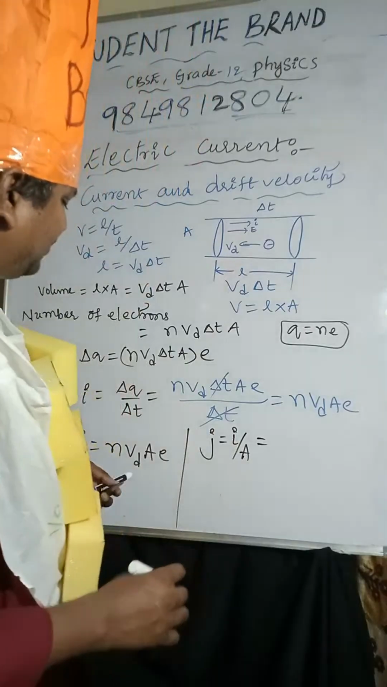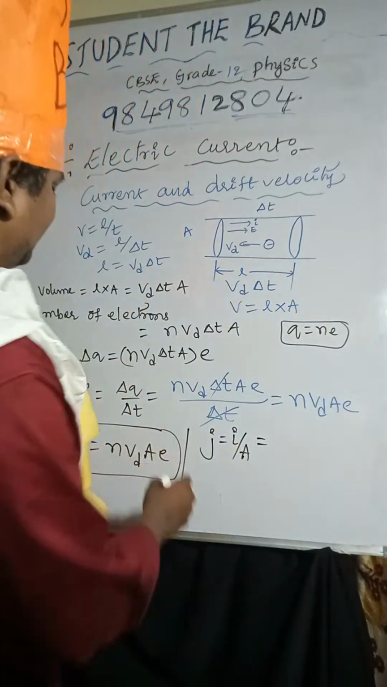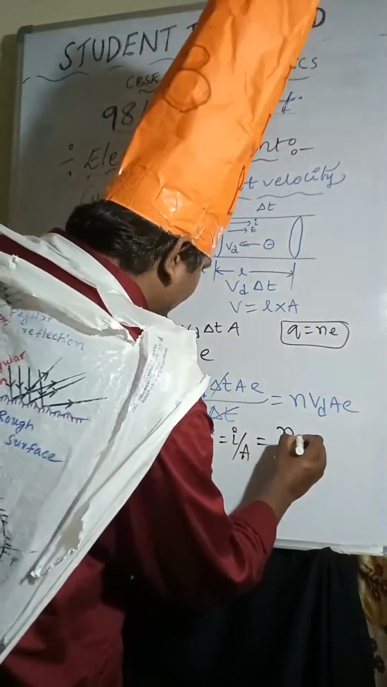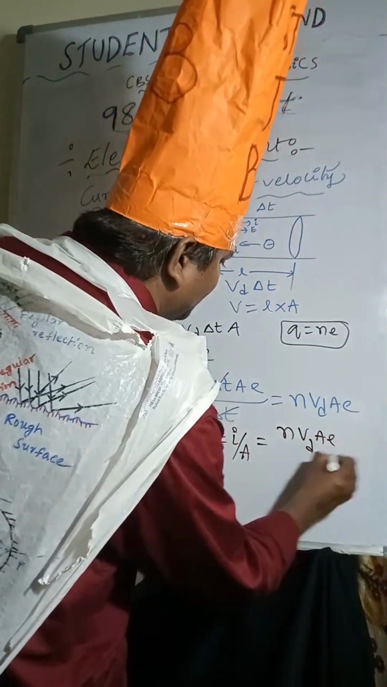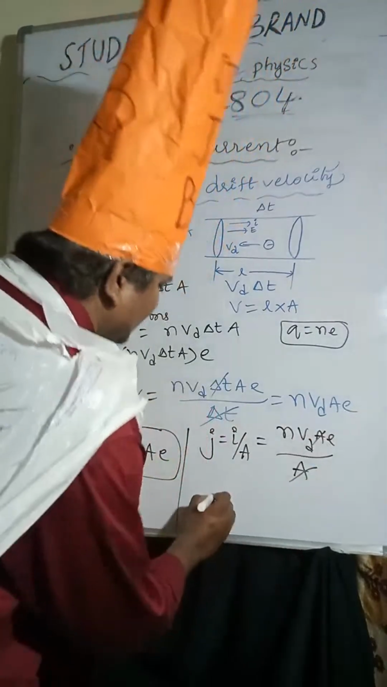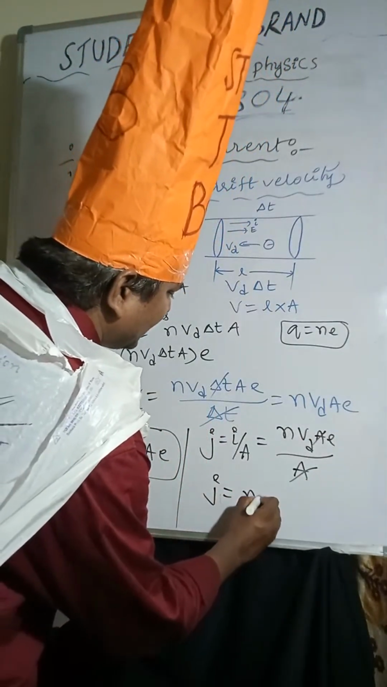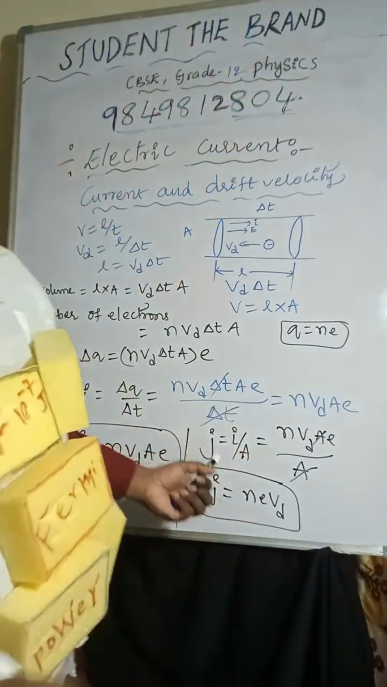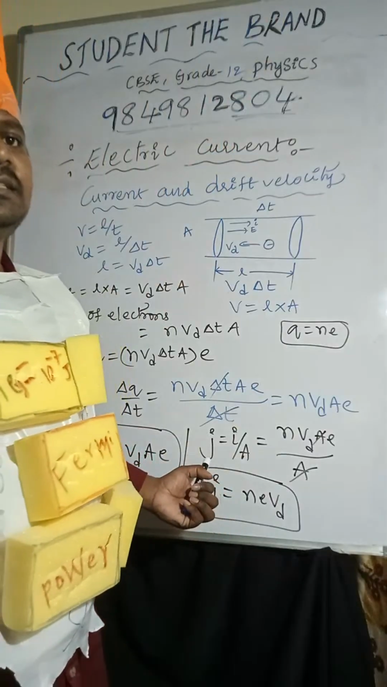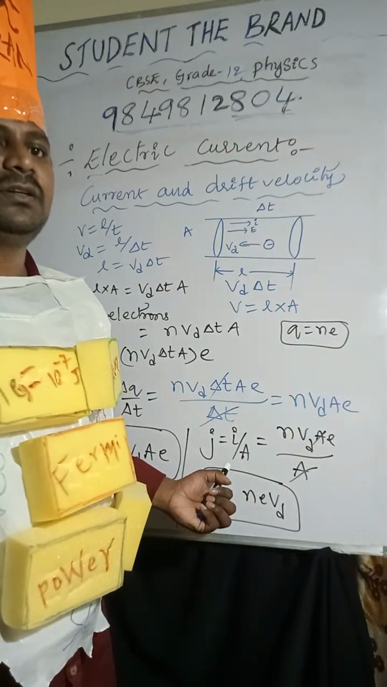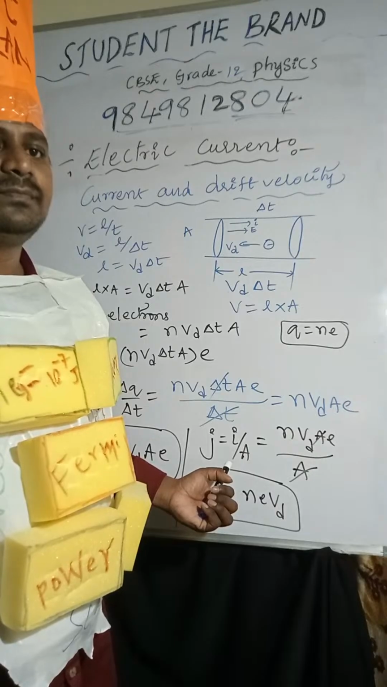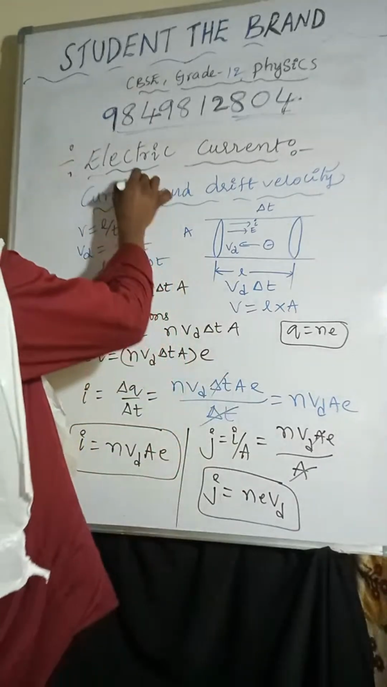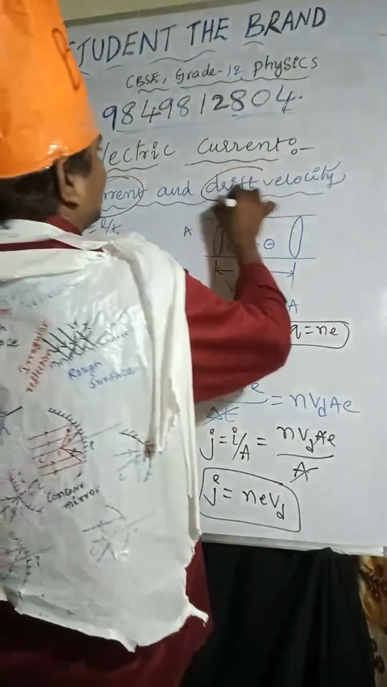So I we know, right? What is the formula? N Vd A into e. So I equal to N Vd A into e by A. So A got cancelled. So J equal to N e Vd. So this is the formula for current density. J is the current density. Understood? Current density. So this is about current and drift velocity.